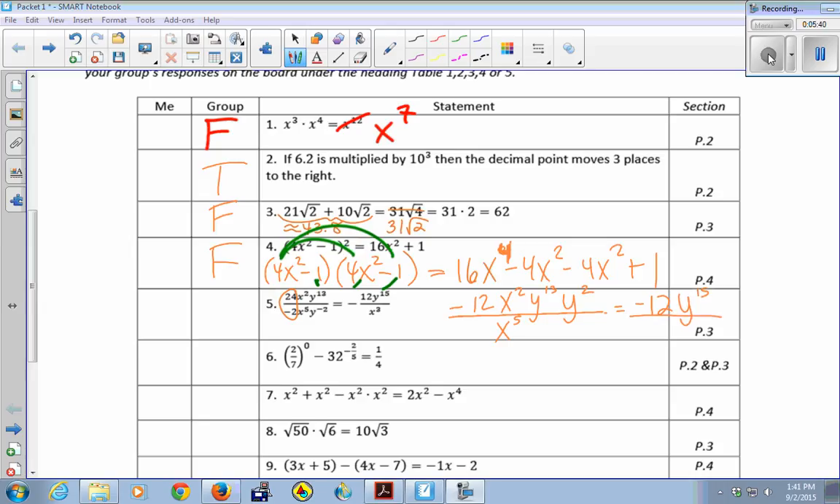What about when you divide like bases? What do you do to the exponents? Subtract. So if I did 2 minus 5, I'd get negative 3. But then the baby would be crying, so I'd put it down. So I put positive 3 in the denominator, x to the positive 3. So that actually is the answer here. So that one is true.